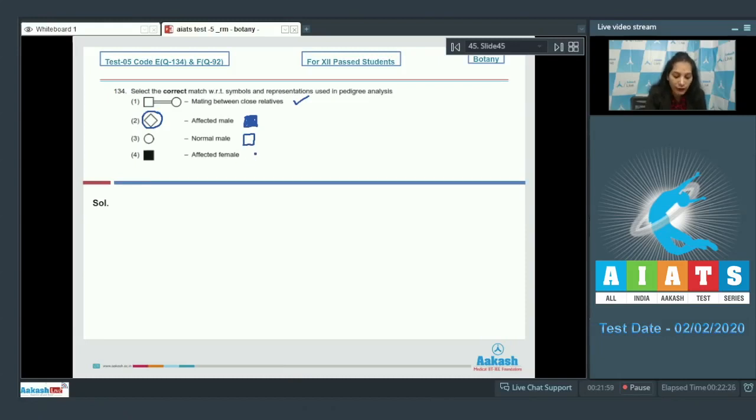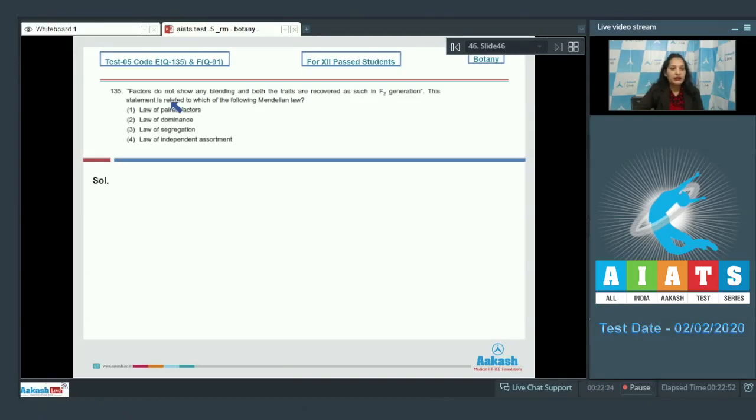Affected female. Female is shown by a circle. If it is affected, it should be the colored or the filled circle. So this is wrong because it is showing the affected male. And this is wrong because it is showing the normal female. So the correct option for the given question is option number 1. Let's move to the next question.